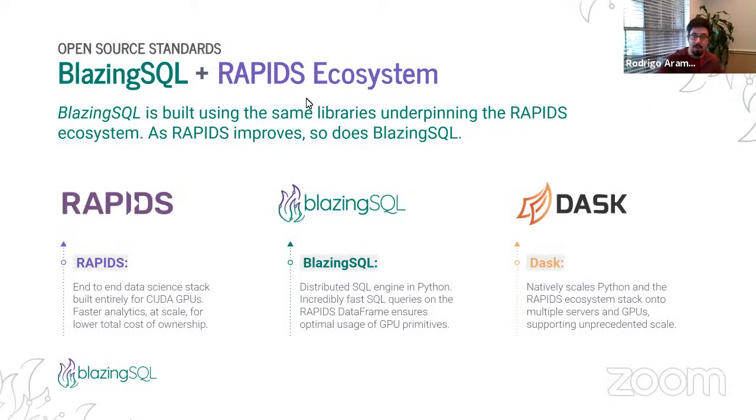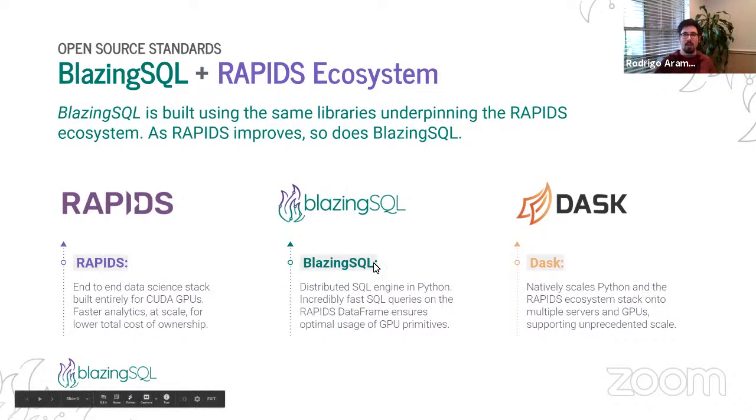So BlazingSQL itself is a component of a greater ecosystem, which is called the Rapids ecosystem. For anyone not familiar with it, Rapids is an end-to-end data science stack for accelerating data science workloads on GPUs. And the big benefit is faster, for lower total cost of ownership. And that's really what we're focused on in the Rapids ecosystem and everything that we're doing with Rapids.